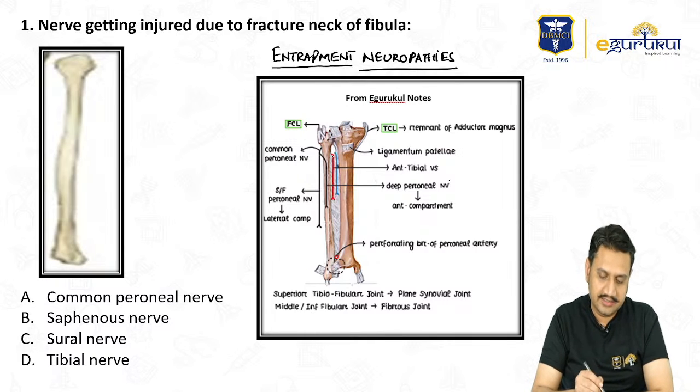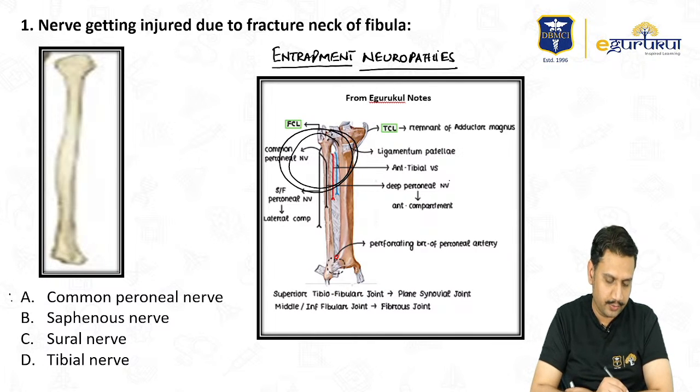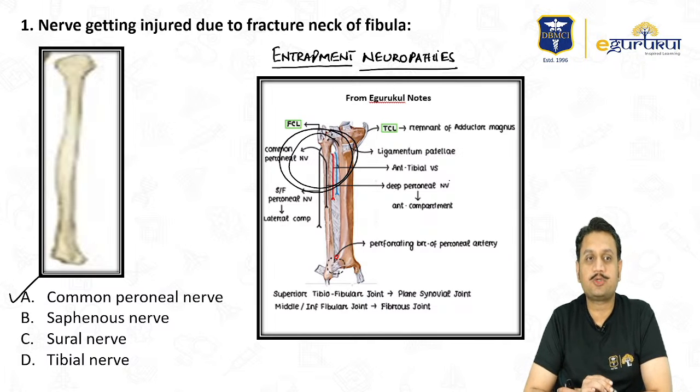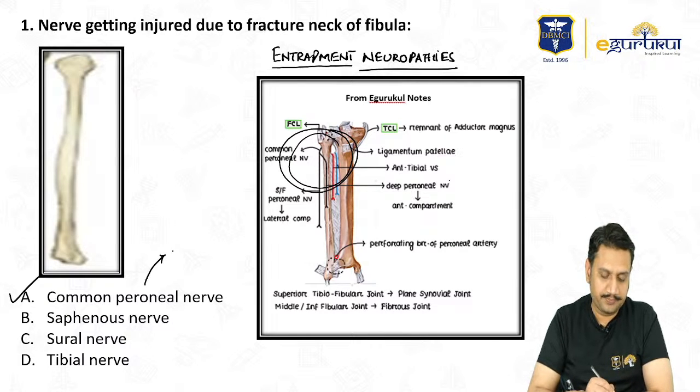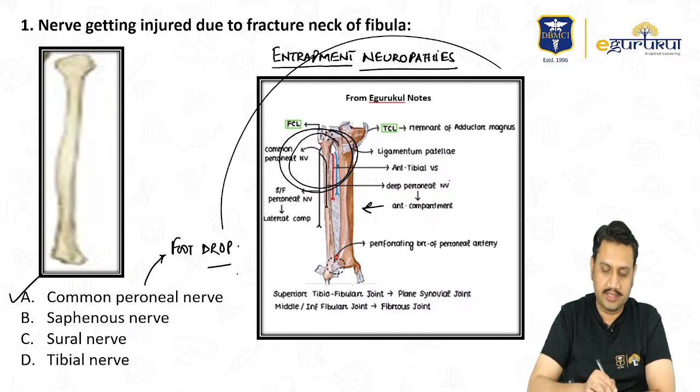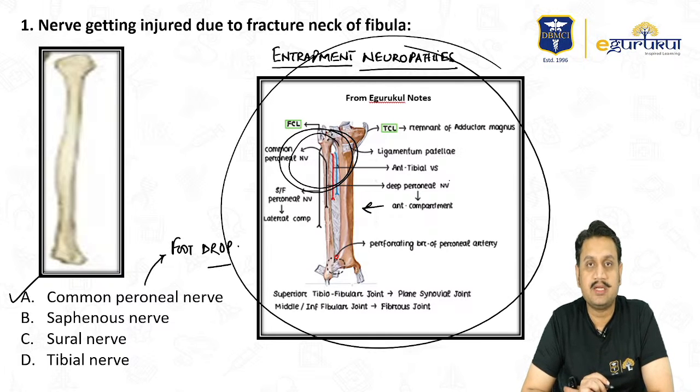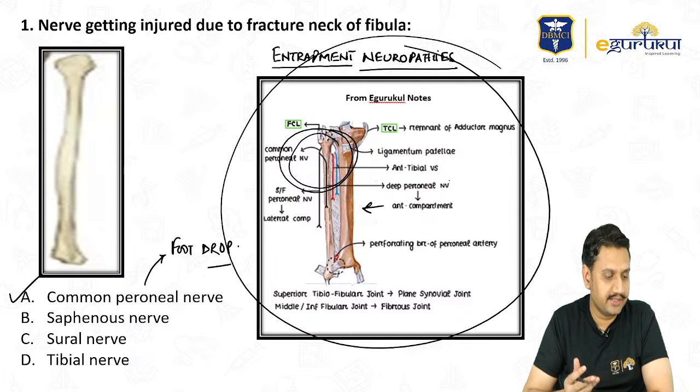You all know that this nerve over here is the common peroneal nerve, which when compressed leads to what kind of deformity? It leads to the foot drop. Okay, so this is the image, from the eGurukul notes itself. So in the notes also, we have been doing it.